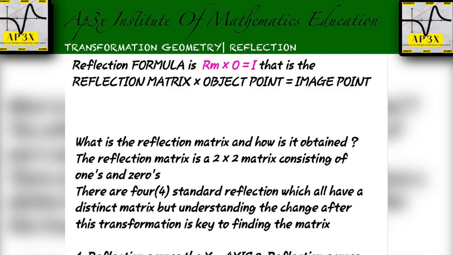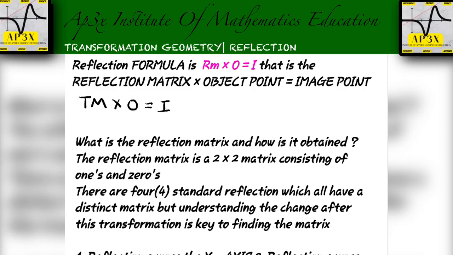So the reflection formula, just like the rotation formula or the enlargement formula, you're going to have the transformation matrix. In fact, before we get specific, the formula for, apart from translation, the formula for reflection, rotation, and enlargement is going to be, say here, the transformation matrix multiplied by your object point is always going to produce your image point.